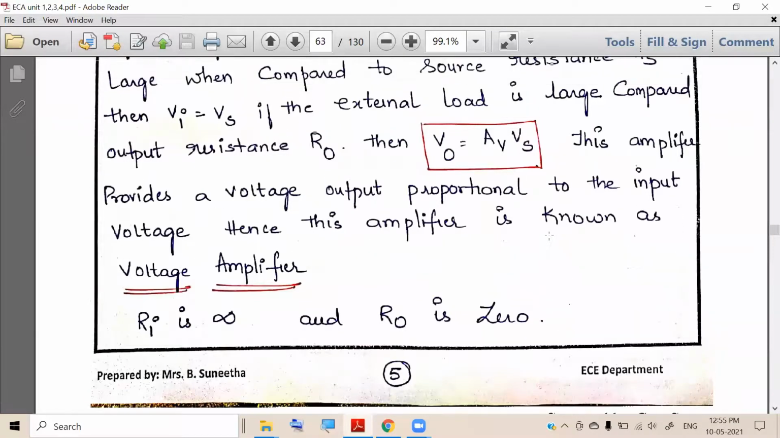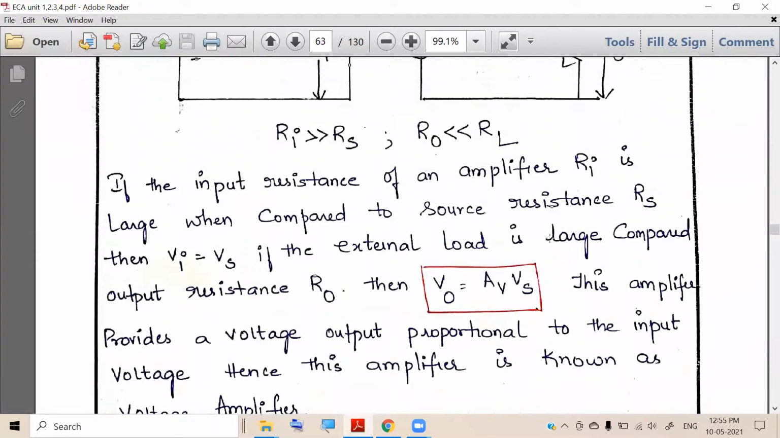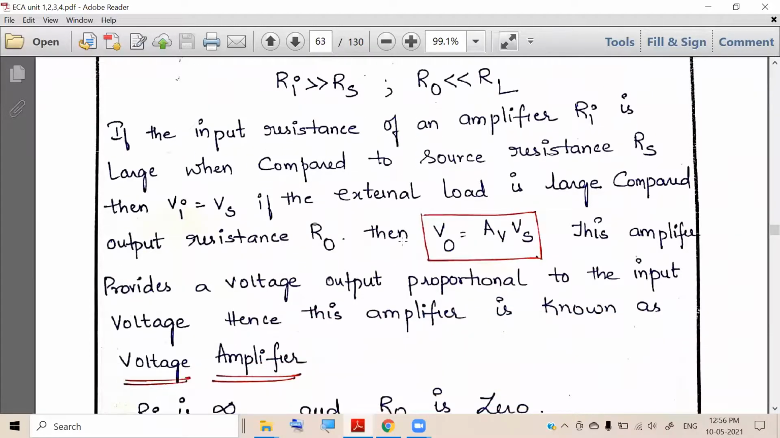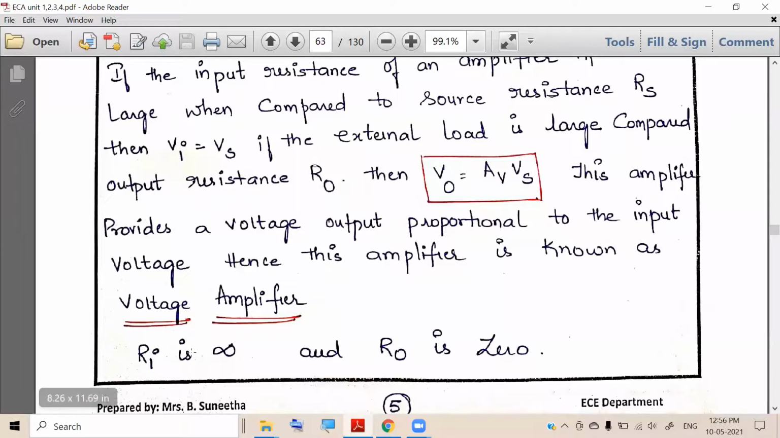So the ideal case: Ri has to be large. Ideal case means best will be large. The highest value is how much? Infinite. So Ri is infinite. R0's lowest value is 0. So for a voltage amplifier, it is preferred that Ri is infinity and R0 is 0.